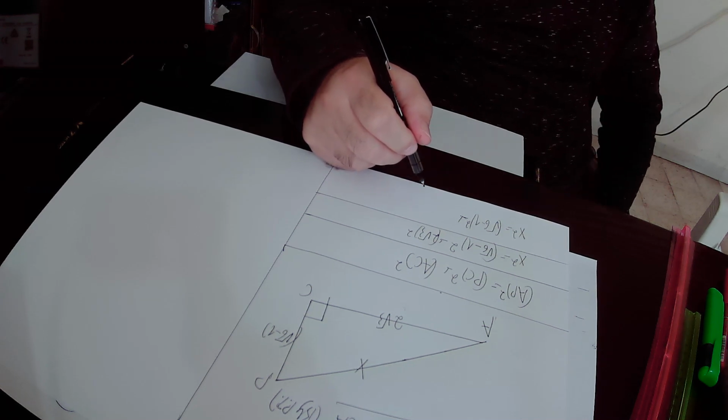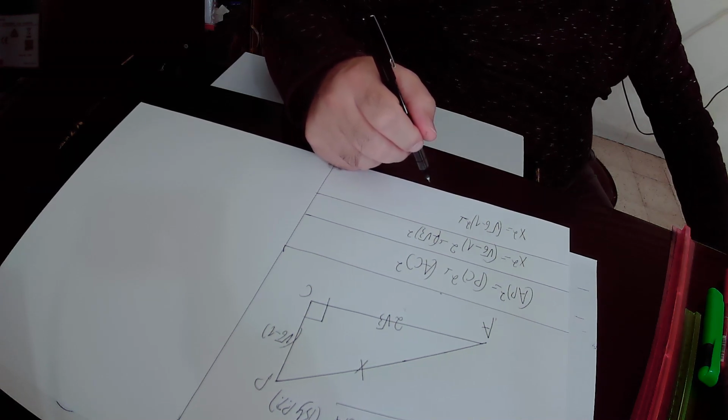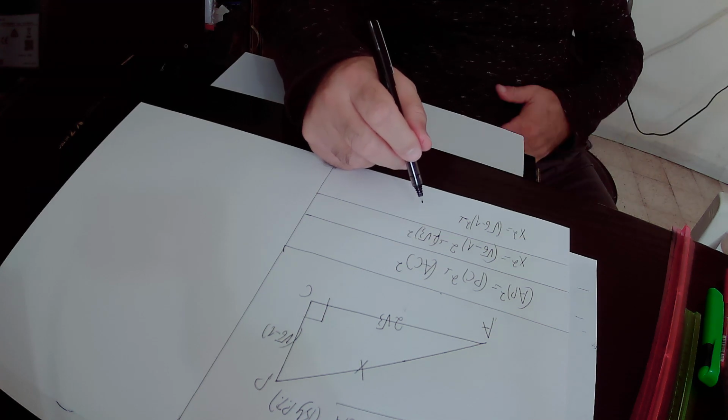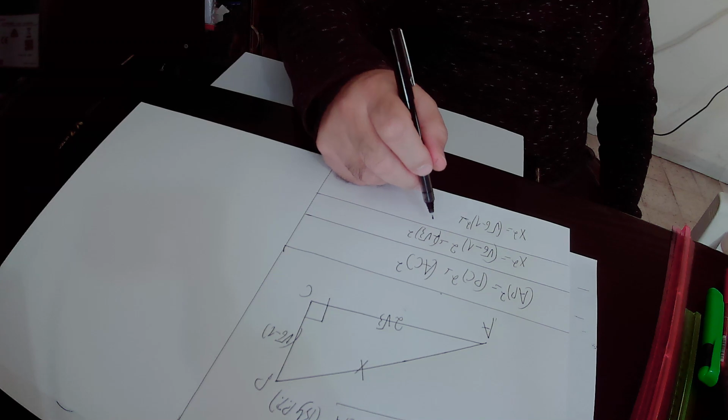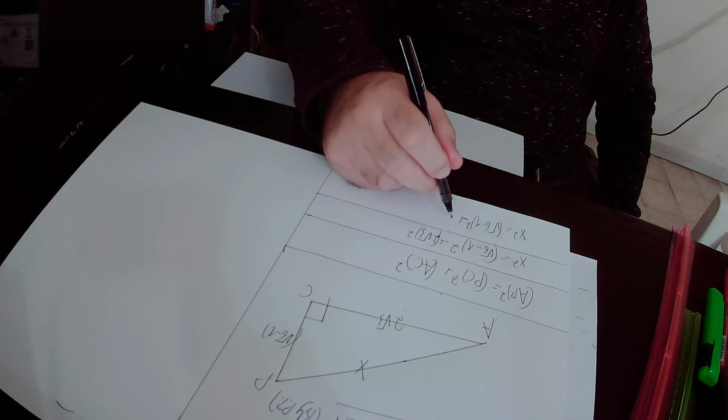(2 times square root of 3) square is 2 square, that is 4, times square root of 3 square, that is 3. 4 times 3 is 12. So in total this expression equals 12.